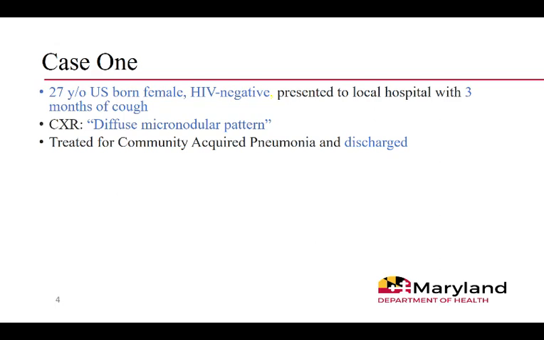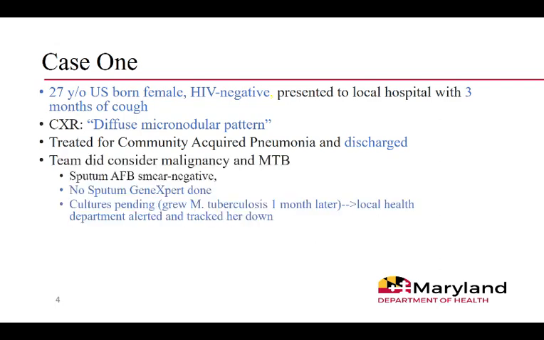However, given the prolonged cough as well as the somewhat atypical pattern on the chest X-ray imaging, the team did consider alternative etiologies, including malignancy and Mycobacterium tuberculosis. Consequently, she did have sputum testing for smear microscopy, which was negative, and sputum testing for mycobacterial culture, which was pending at the time of discharge. She had no nucleic acid amplification testing, sometimes known as the GeneXpert assay.